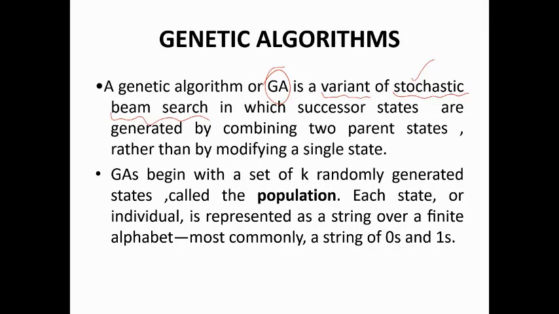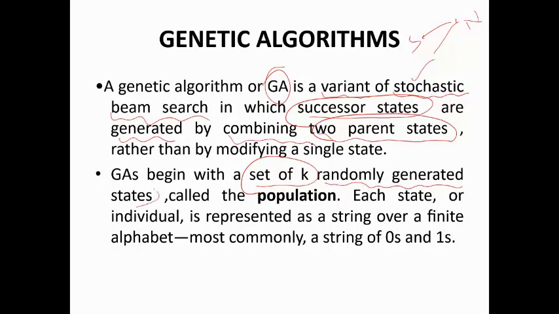A genetic algorithm is another type of stochastic beam search, in which the successor states, the next states, are generated by combining two parent states, rather than modifying a single state. So it doesn't depend on one-to-one. GA begins with a set of K randomly generated states, which is called the population. Each state, or individual, is represented by a string over a finite alphabet. Most commonly, it is a string of zeros and ones.